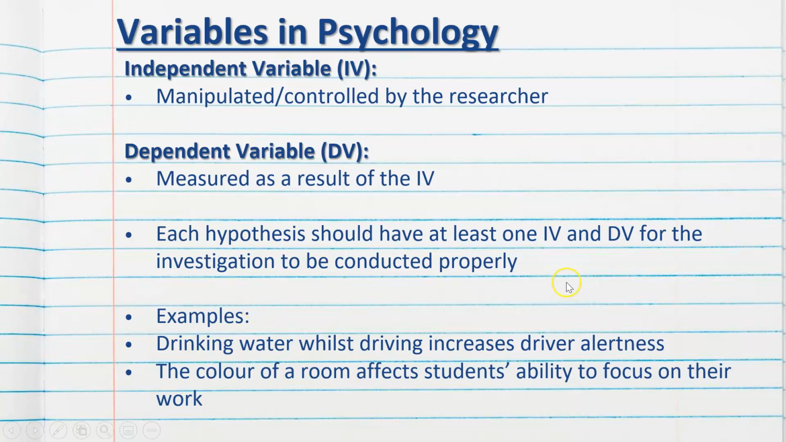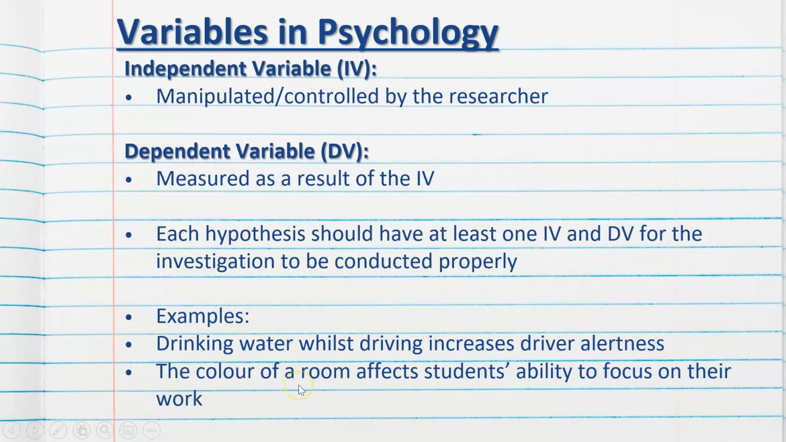Now the DV, the dependent variable, is what we're measuring. So in this particular hypothesis, we're measuring driver alertness. And as the term suggests, in terms of dependent variable, driver alertness is going to depend on the water. Hence, driver alertness is the dependent variable.